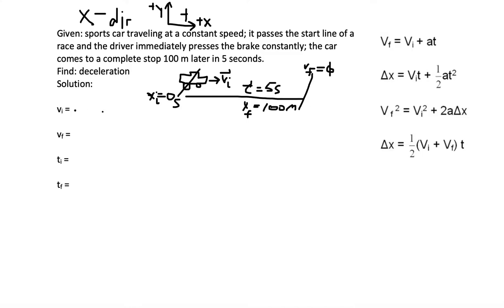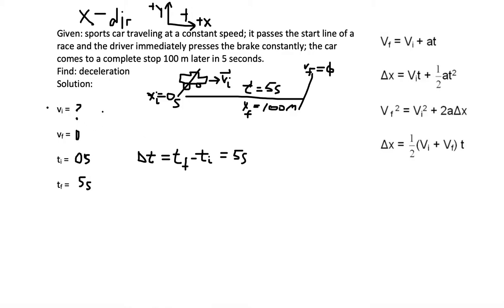So we can fill this in. V initial we don't know. V final is 0. T initial is 0 seconds and T final is 5 seconds. So we know that delta T is equal to T final minus T initial, which is equal to 5 minus 0 seconds, which is equal to 5 seconds. So now we know delta T.